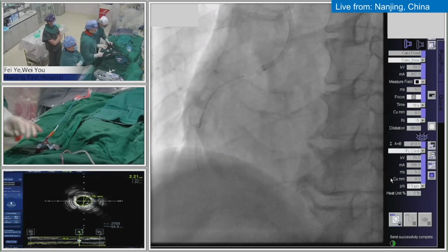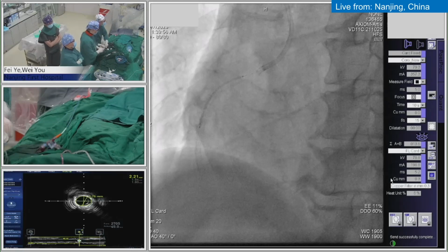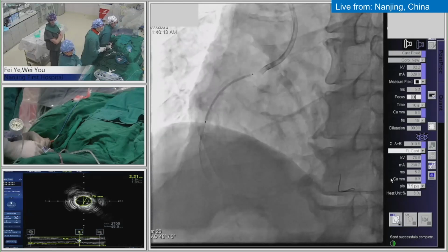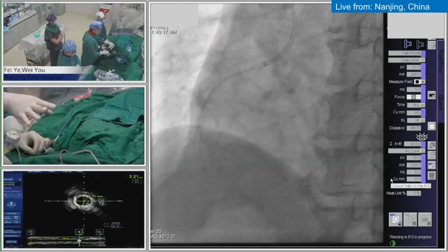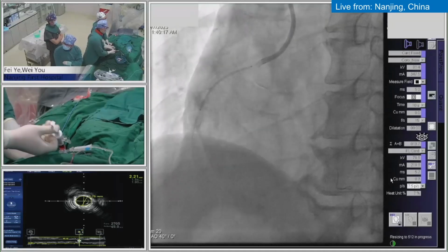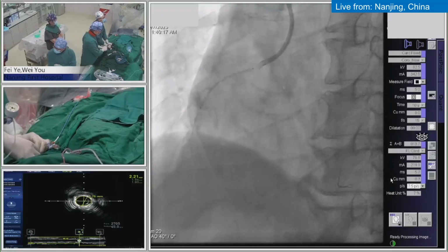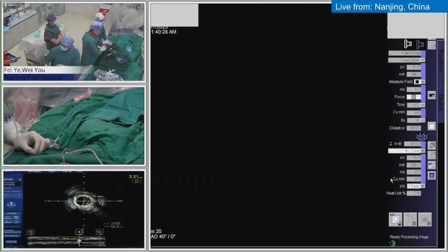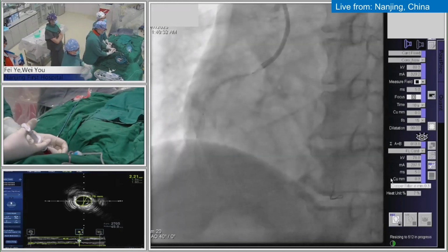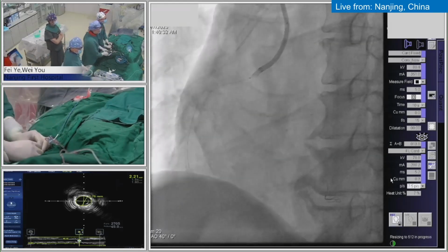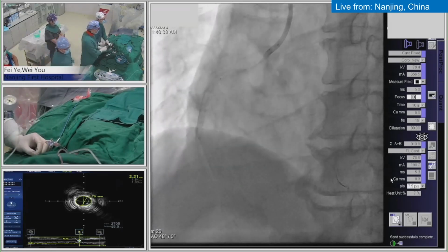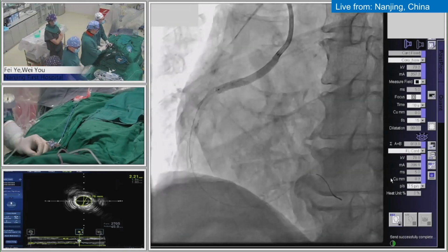Please prepare the 3.5 and the 4.0 NC balloon. Test, please. Proximal. Go. Going up to 10. 10 is enough. Done. Going back to 10, then 20. Okay, done.